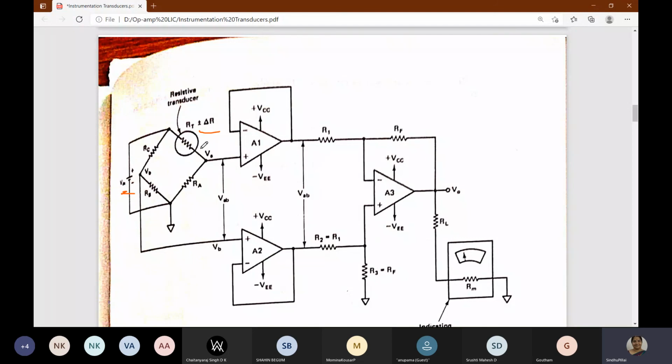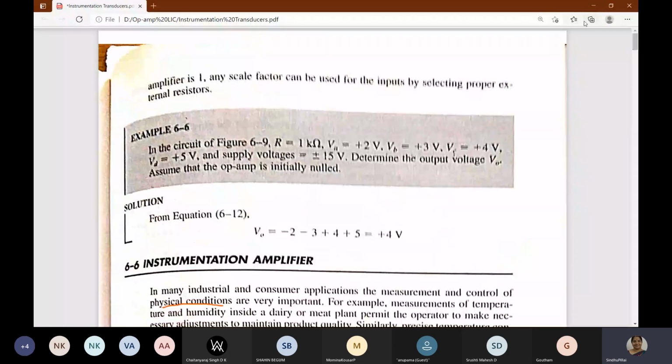unknown resistance. Unknown resistance will be obtained in terms of voltage. The voltage is amplified here by using 3 op-amps and it can be displayed, where the change in temperature, change in resistance, or change in intensity will be calibrated. Here different meters will be used, which will be calibrated according to the physical quantity which has to be measured. So this is about our instrumentation amplifier. As the name indicates, it is an instrumentation amplifier, which is used to amplify the signal to help in measuring.